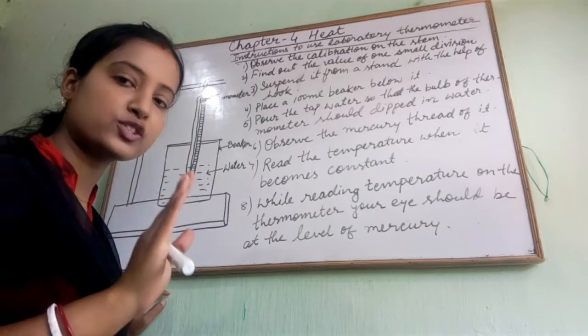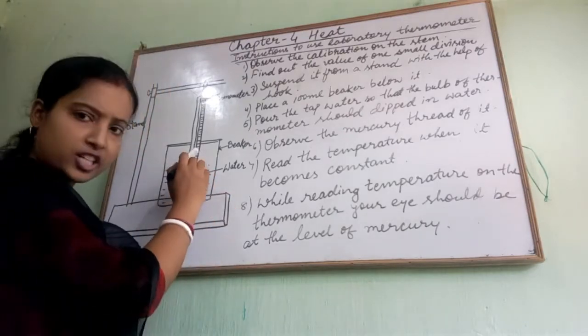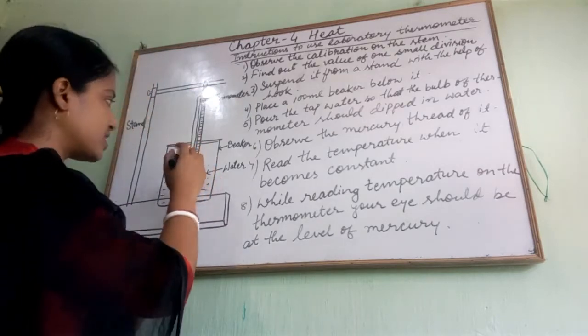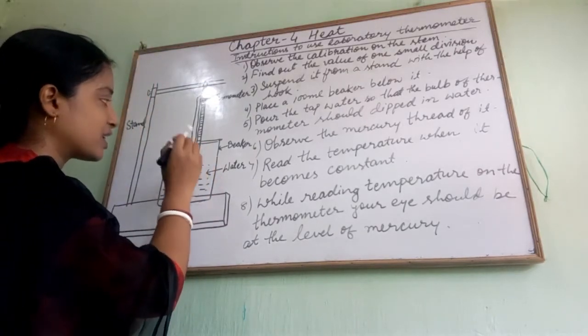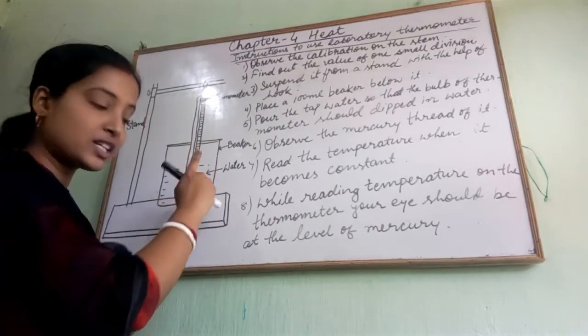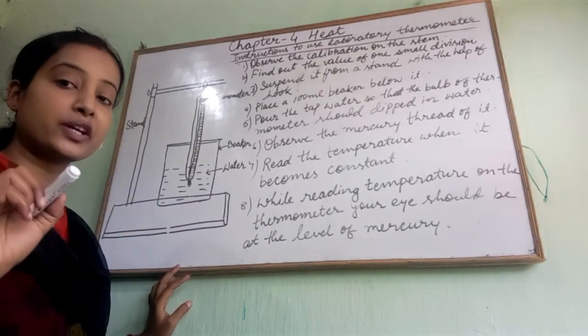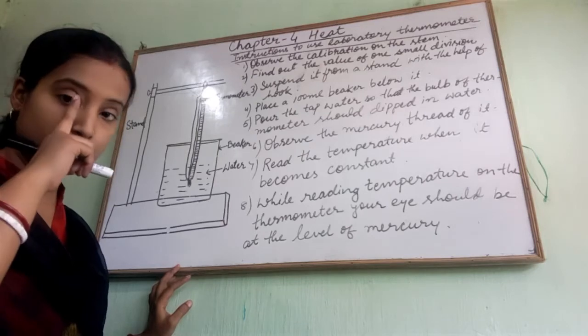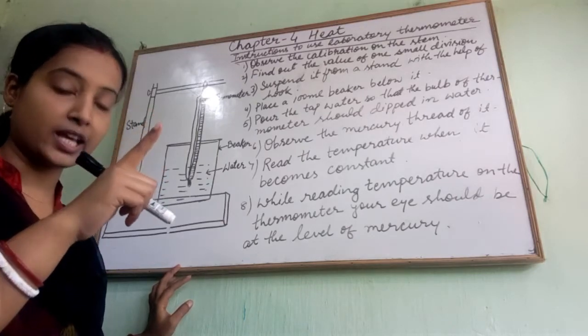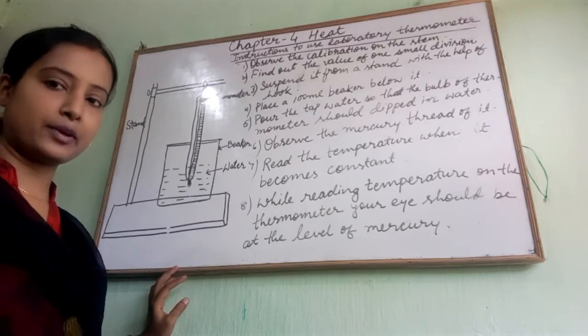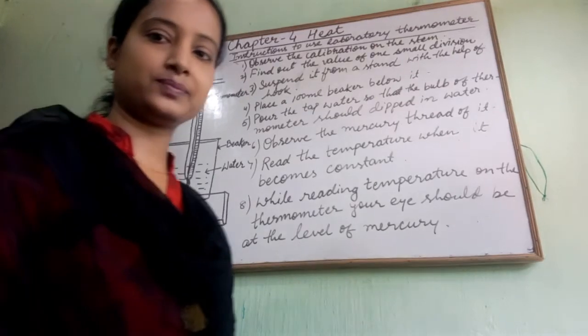After 5 to 6 minutes, the mercury level will be constant. It will stop. It will neither increase nor decrease. At that time, you record the observation where the mercury level has stopped or become constant. You will write it in your notebook. And while taking the temperature, your eyes should be on the mercury level. Okay. So by following these instructions, you can use the laboratory thermometer.